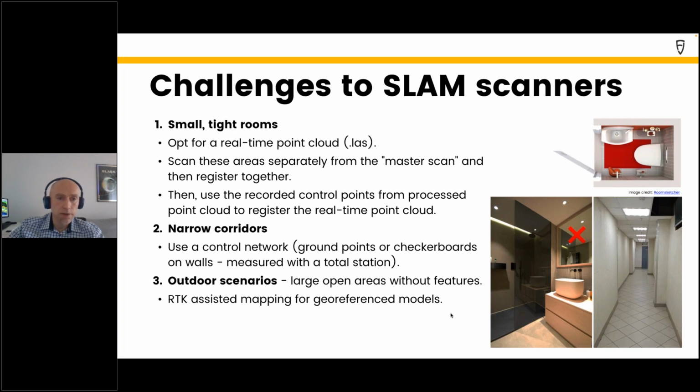Thirdly, outdoor scenarios are usually problematic for any scanners. I mean, like large open areas without features, without buildings and trees in proximity. I think in this case, FJ Dynamics Backpack and RTK assisted mapping is the only solution to handle these scenarios properly.